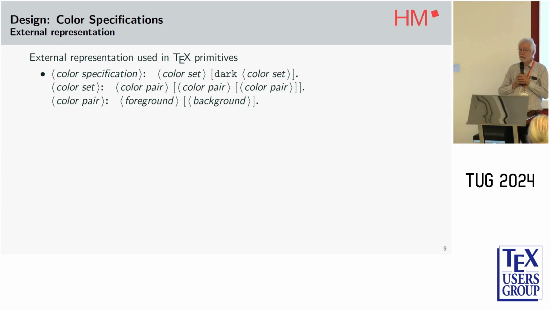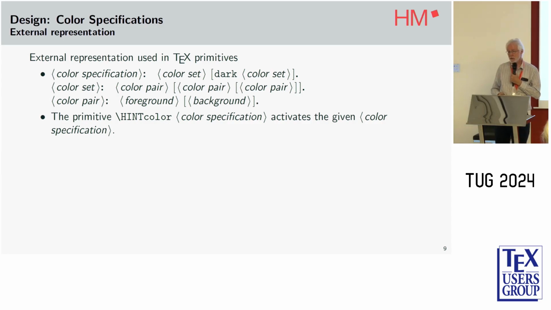Now, in an external representation of the TeX primitives, you always give a full color specification. That's a lot of colors. So, first thing, you can leave out the dark mode. It's in square brackets, so it's optional. If you don't specify, you get default colors for the dark mode. You have a color set, but the colors for the highlighted and for the focus text are optional. So you can just specify one color pair. And in a color pair, the background is always optional, so you can make the representations short.